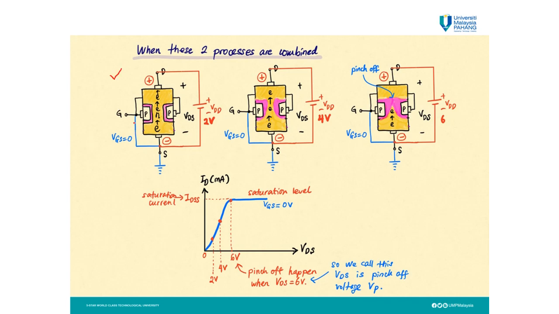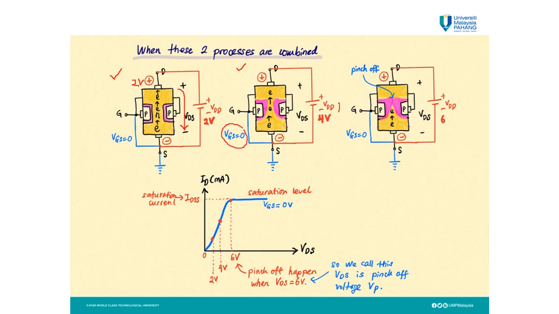Let me see the first diagram here. I put the VDD at 2 volt, and the VGS is 0. At this time, the electron is generated, because the 2 volt at the top here is positive, it attracts or pulls the electron. So we have current flow now from D to S. Let's say the amount of current flow is 1 milliampere.